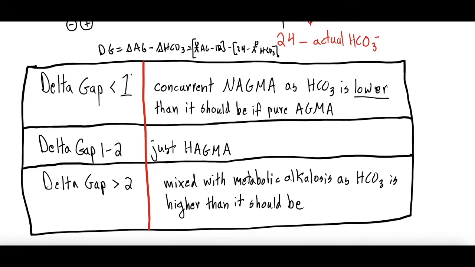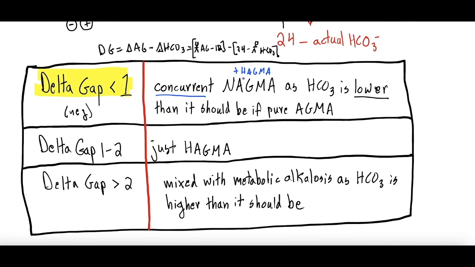All right? So if the delta gap is less than 1, which means even if it is negative, we're just going to highlight this for when we start writing on this. What that is telling you is that there's a concurrent non-anion gap metabolic acidosis in addition to the high anion gap metabolic acidosis, right? Because you only do the delta-delta if it is a high anion gap metabolic acidosis.